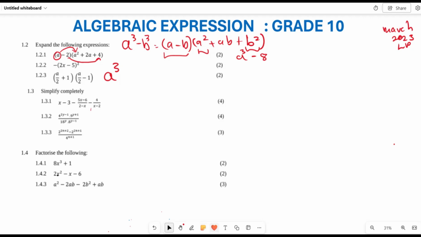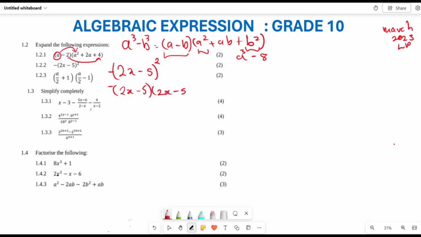Now, let's move swiftly along and see what else we are going to have here, right? The next one they are given is negative 2 into bracket x subtract 5 squared. What is it then that you're going to do from here? I want you to look at this. This is the same as negative 2 into brackets, (2x minus 5) into (2x minus 5). Okay, and what is this going to be now?